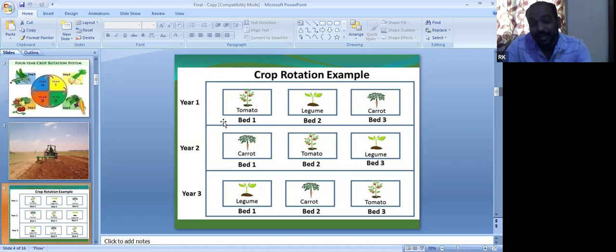Why is crop rotation needed? What is essential? Because we are going step by step, I will tell you what the essentials are. Why do we go for crop rotation? First thing, when we go for crop rotation, these are the things. Now we are clear about crop rotation. What is crop rotation?